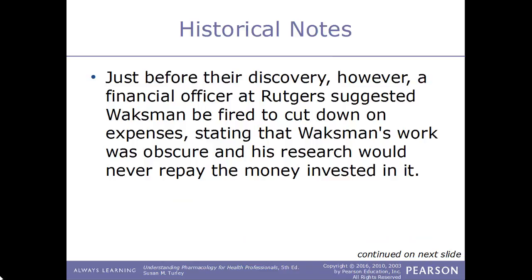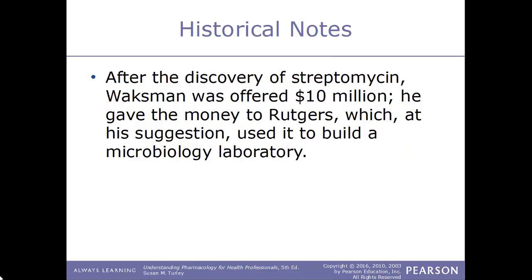And just before their discovery, however, a financial officer at Rutgers suggested that Waxman be fired to cut down on his expenses, stating that his work was obscure and the research would never repay the money that the university had invested in it. But after the discovery of streptomycin, Waxman was offered $10 million, and he gave the money to Rutgers, which at his suggestion used it to build a microbiology lab.